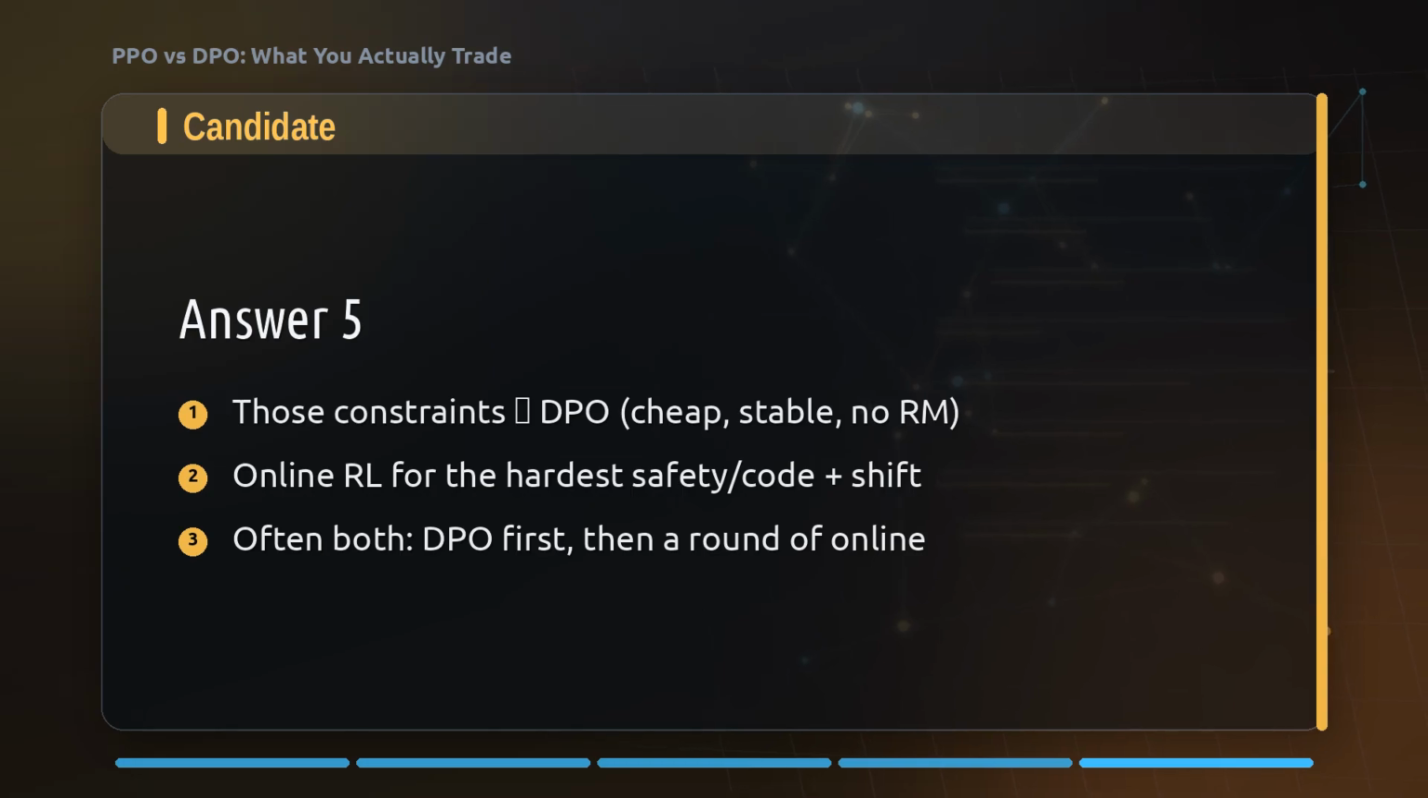With those constraints, DPO easily. No reward model to train, no value model, no online decode loop. It fits a fixed dataset and a tight budget, and it's far less fiddly to get stable. That's exactly the situation it was built for.